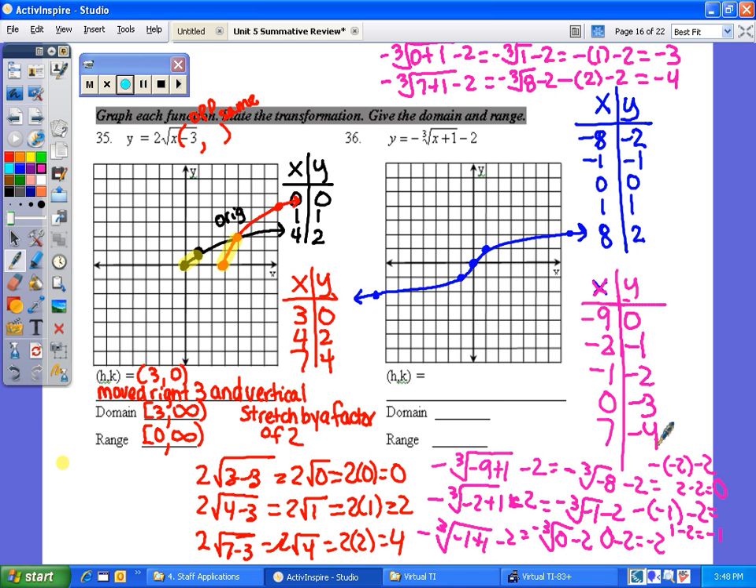Whew. Alright, so now let's plot these. This goes to 7, 8, 9, negative 2, negative 1, negative 1, negative 2, 0, negative 3, and 7, negative 4.